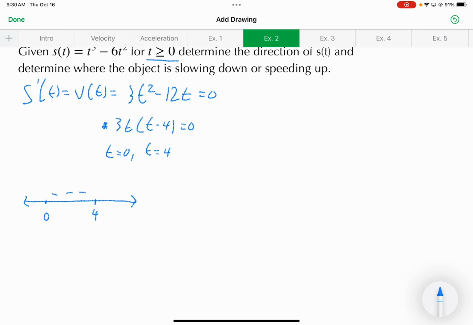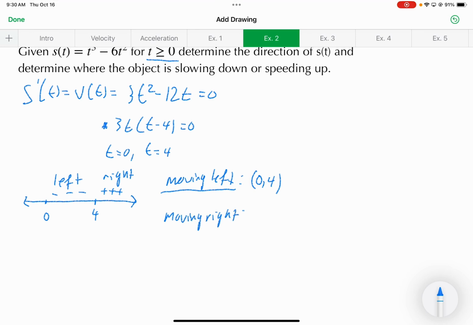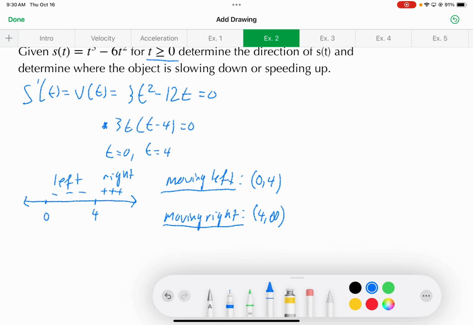That means we're moving to the left. And then to the right of 4, nothing but positivity, so I'd be moving to the right. So we start out moving left from 0 to 4, and then we are moving right from 4 to infinity. So there's my movement.